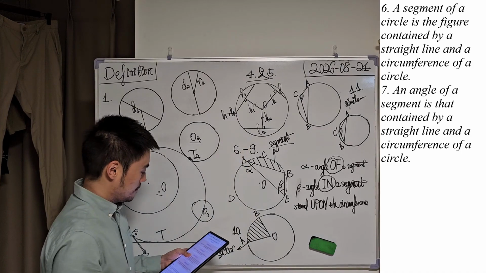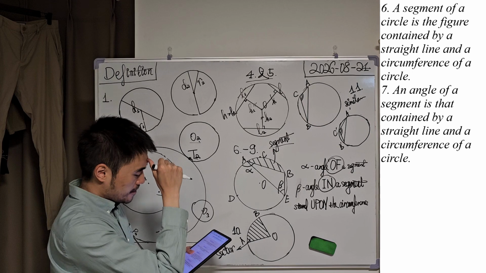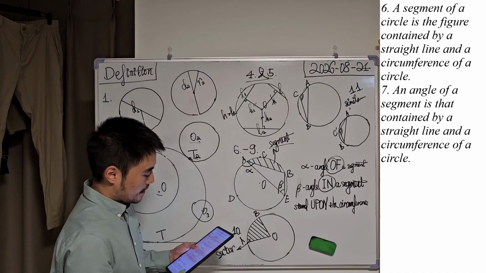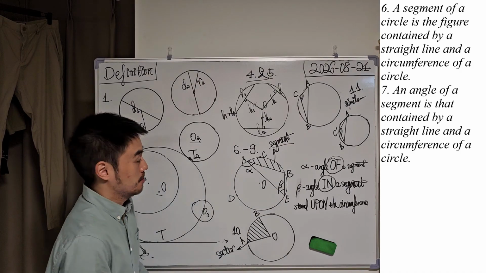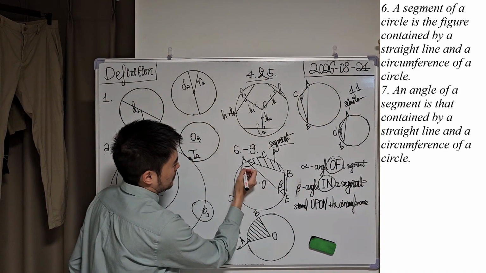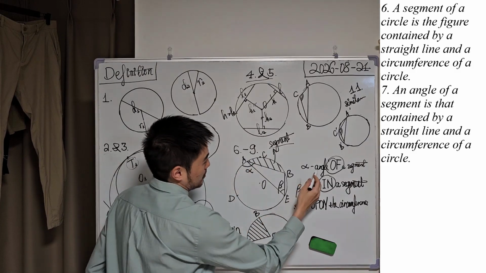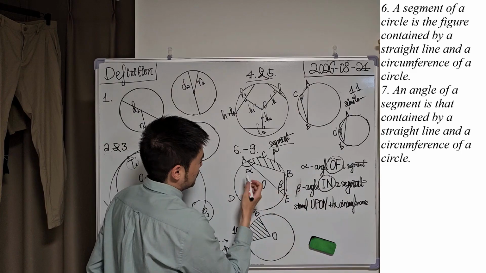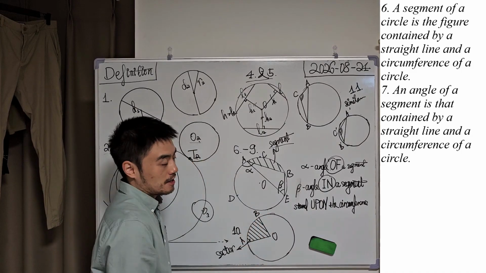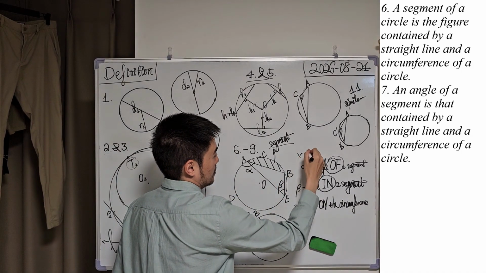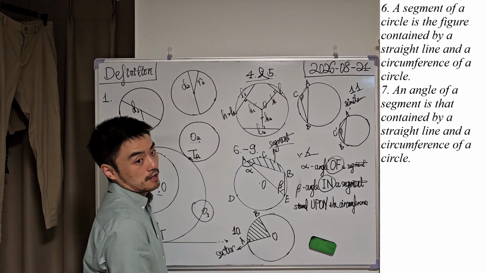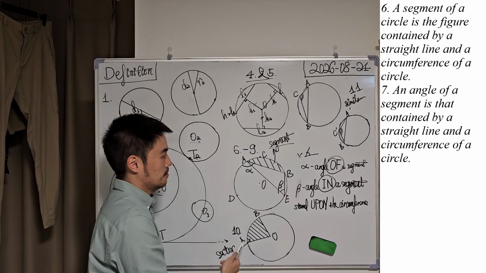This is definition 6, and definition 7 talks about an angle of a segment. It is that contained by the straight line AB, for example, and a circumference of the circle. So for example, we have AB, the straight line, and ADB, the circumference, and angle alpha is the so-called angle of a segment. It is contained by ADB, the circumference, and AB together. But please pay attention that angle alpha is not a rectilinear angle, okay? Because ADB is absolutely an arc of the circle, and it is curved rather than straight, okay?